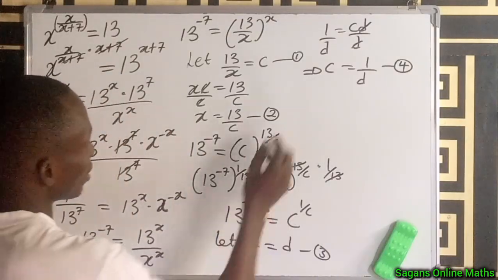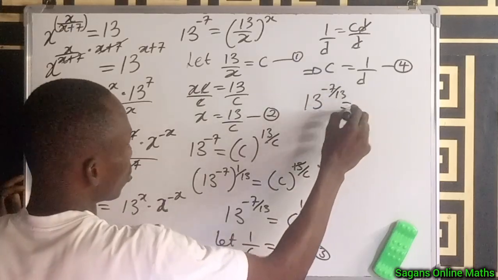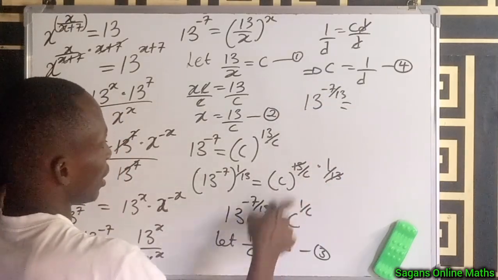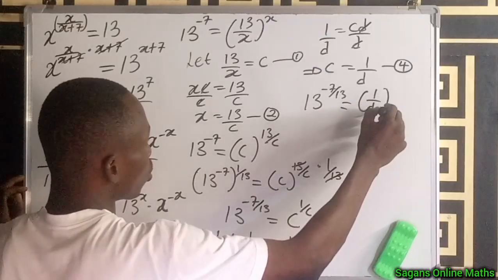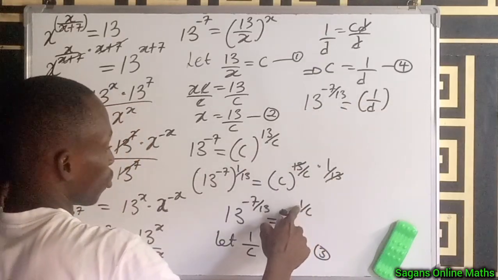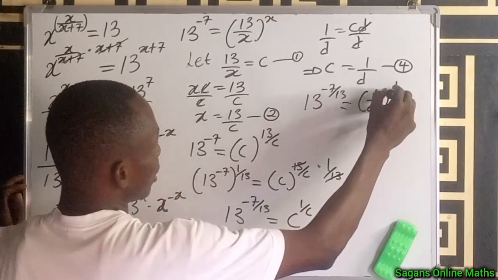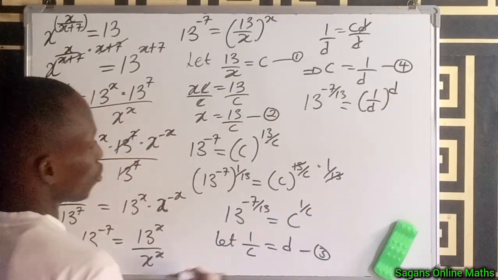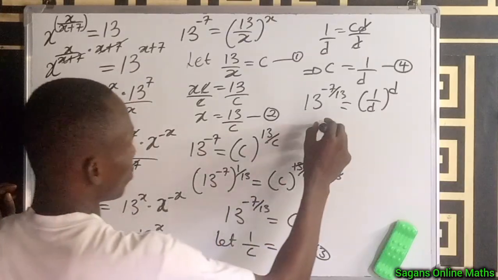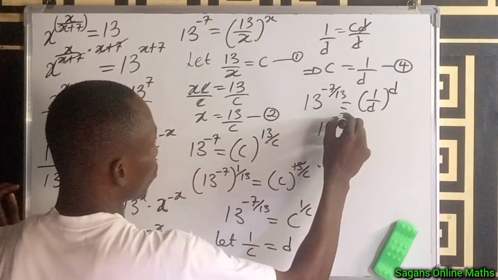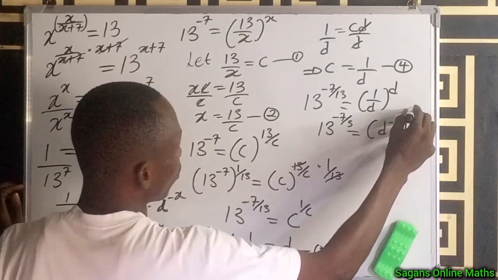Let's put it back. So this is 13 to the power of minus 7 over 13 is equal to, we have c here. What is our c? Our c is 1 over d. So this is 1 divided by d, all to the power of 1 over c. And 1 over c is d. So this is d. Wow. And we know that 1 over d can also be seen as d to the power minus 1. So that means 13 to the power minus 7 over 13 is equal to d to the power minus 1, all to the power of d.